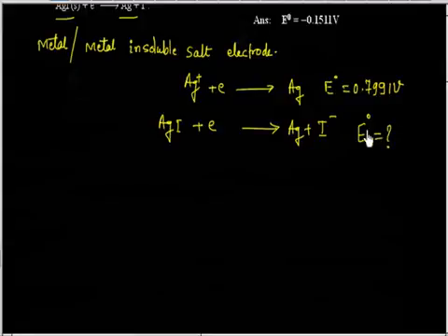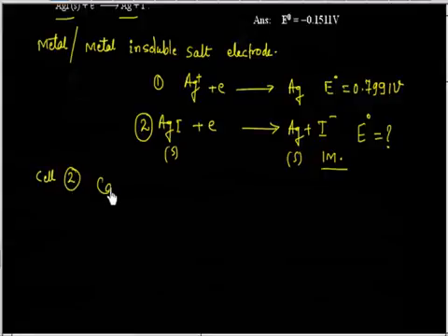Now when I have to find E degree for this cell, I minus is 1 M. Are you getting? And the AgI and Ag are solid. If I know the concentration of I minus, I can calculate the concentration of Ag plus. And once I know the concentration of Ag plus, this cell can be thought of as this other cell. Let us call this cell 1 and this cell 2. Cell 2 can be thought of as cell 1, only the concentration of Ag plus is controlled by the Ksp value, because if I know I minus, I can calculate it.